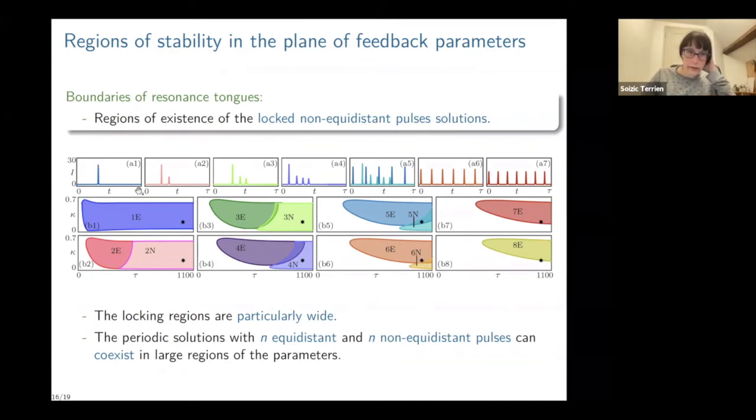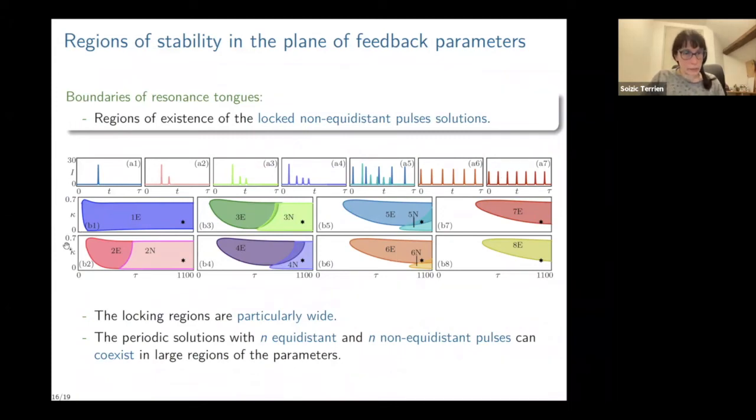So we have the one pulse solution, which is always stable as we saw before. We have two non-equidistant pulses, 4 non-equidistant pulses. Interestingly here, the 5 equidistant pulses solution coexists with the 5 non-equidistant pulses solution. And we have also solutions corresponding to 6 and 7 equidistant pulses in the feedback loop.